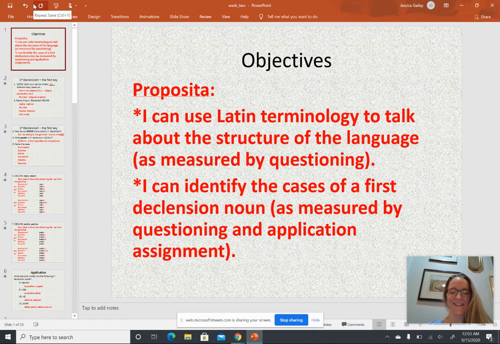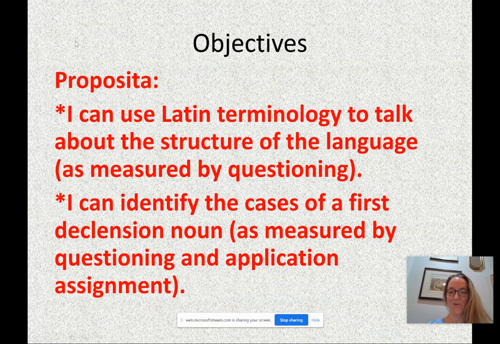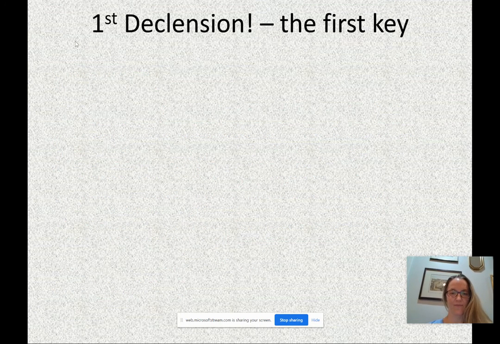Today I'm going to take you through how to decline a first declension word. Our objectives: we are going to use Latin terminology to talk about the structure of the language as measured by questioning. That would be us applying our knowledge of cases. Then we're going to identify the cases of a first declension noun as measured by questioning and application.